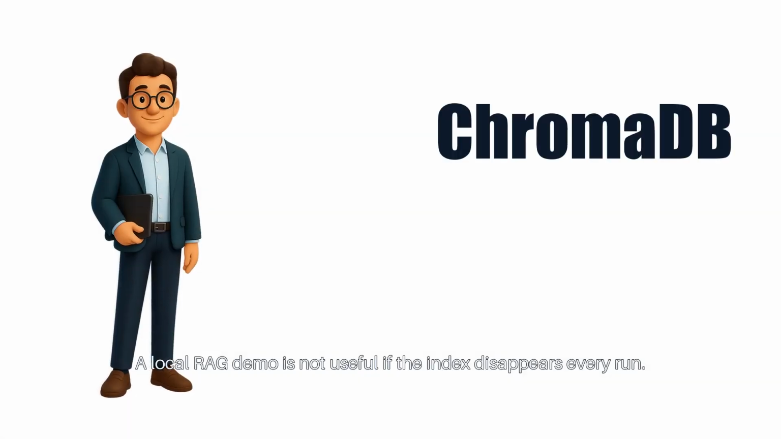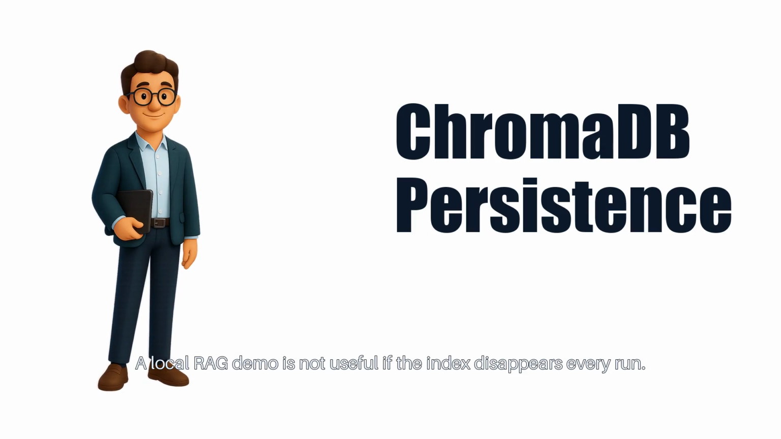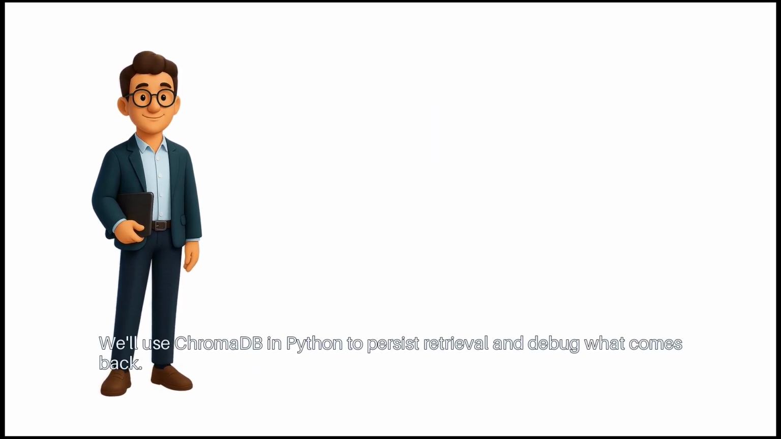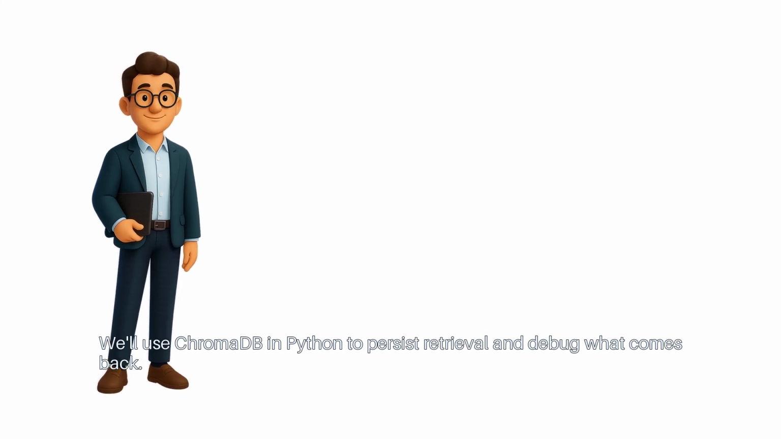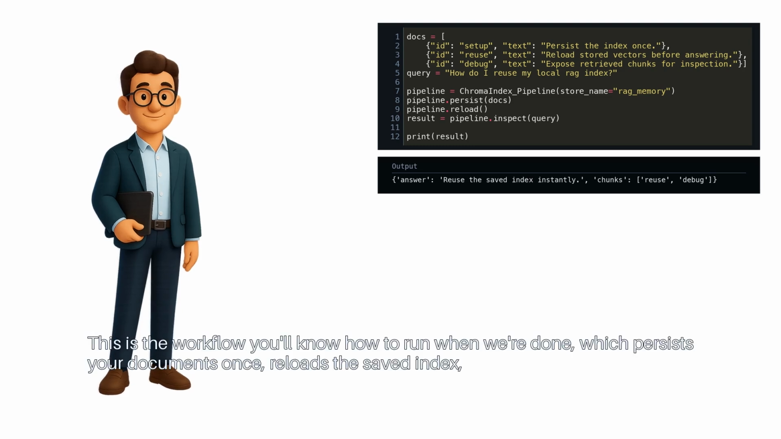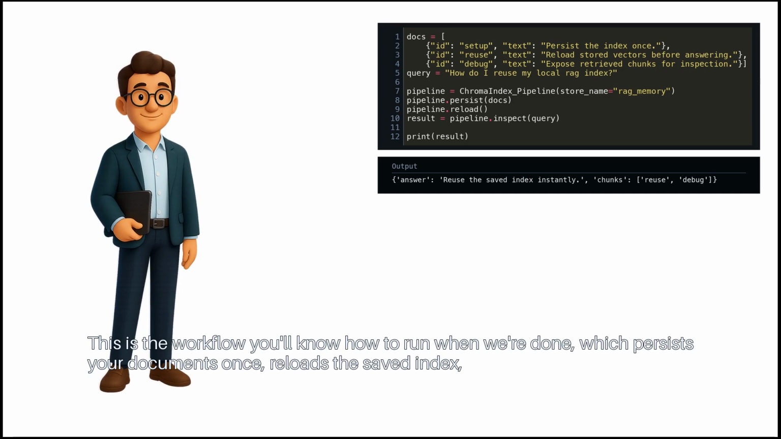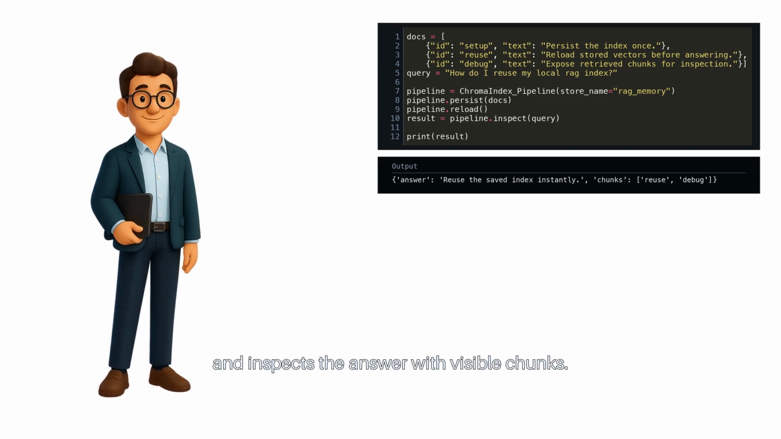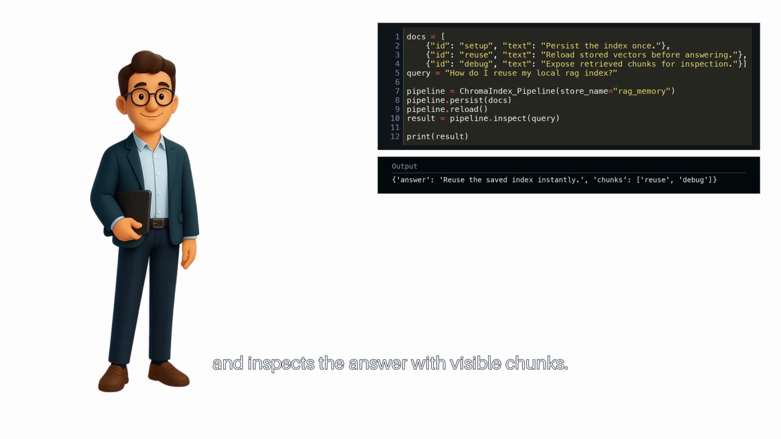A local RAG demo is not useful if the index disappears every run. We'll use ChromaDB in Python to persist retrieval and debug what comes back. This is the workflow you'll know how to run when we're done, which persists your documents once, reloads the saved index, and inspects the answer with visible chunks.